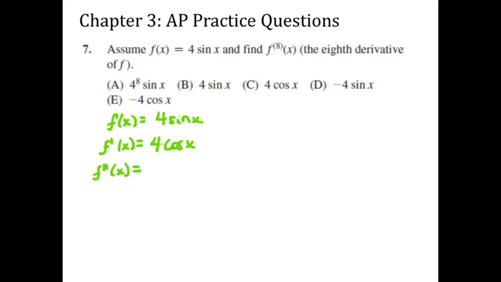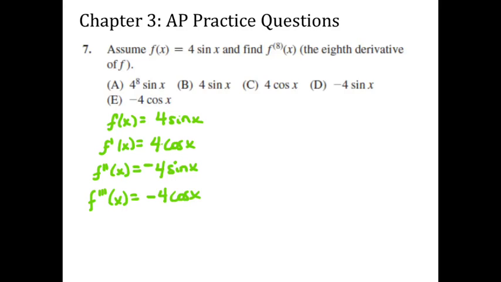Again, the 4 is being multiplied, that's just going to stay. And then the derivative of cosine is negative sine. So I'm going to put my negative in front here, and then times sine x. All right, let's do another one. Third derivative, then my negative 4 is going to stay, and the derivative of sine x is cosine x.